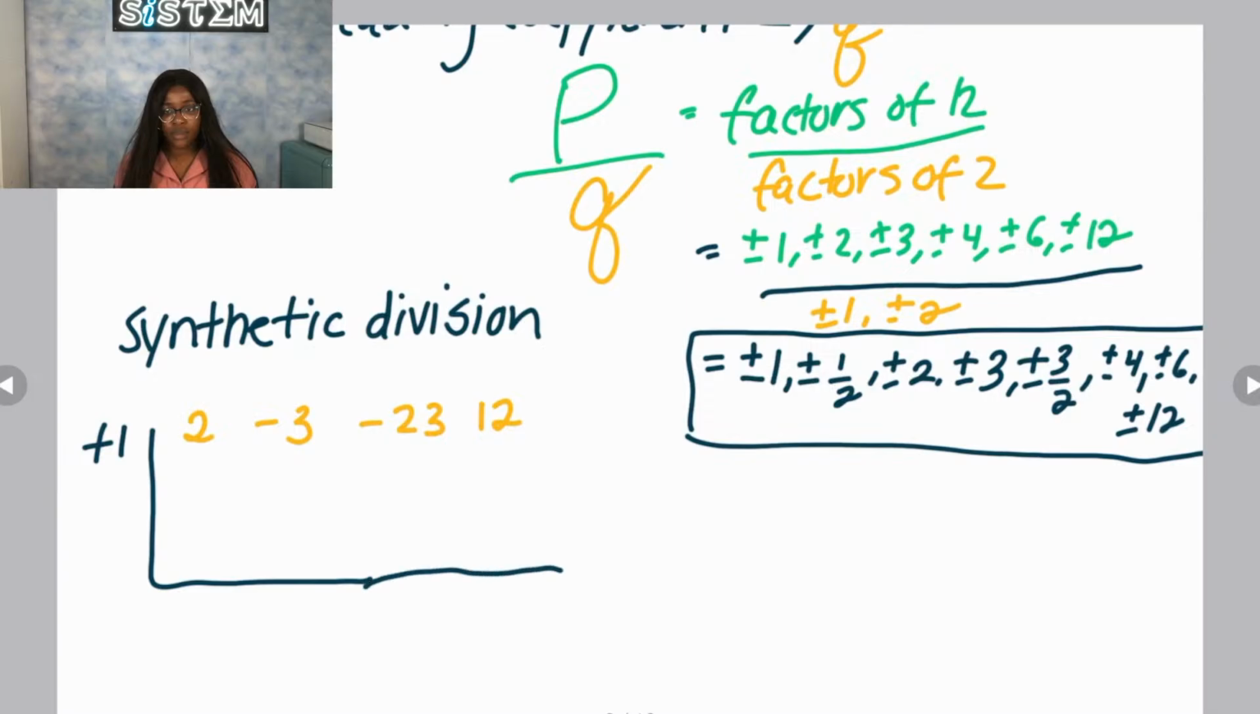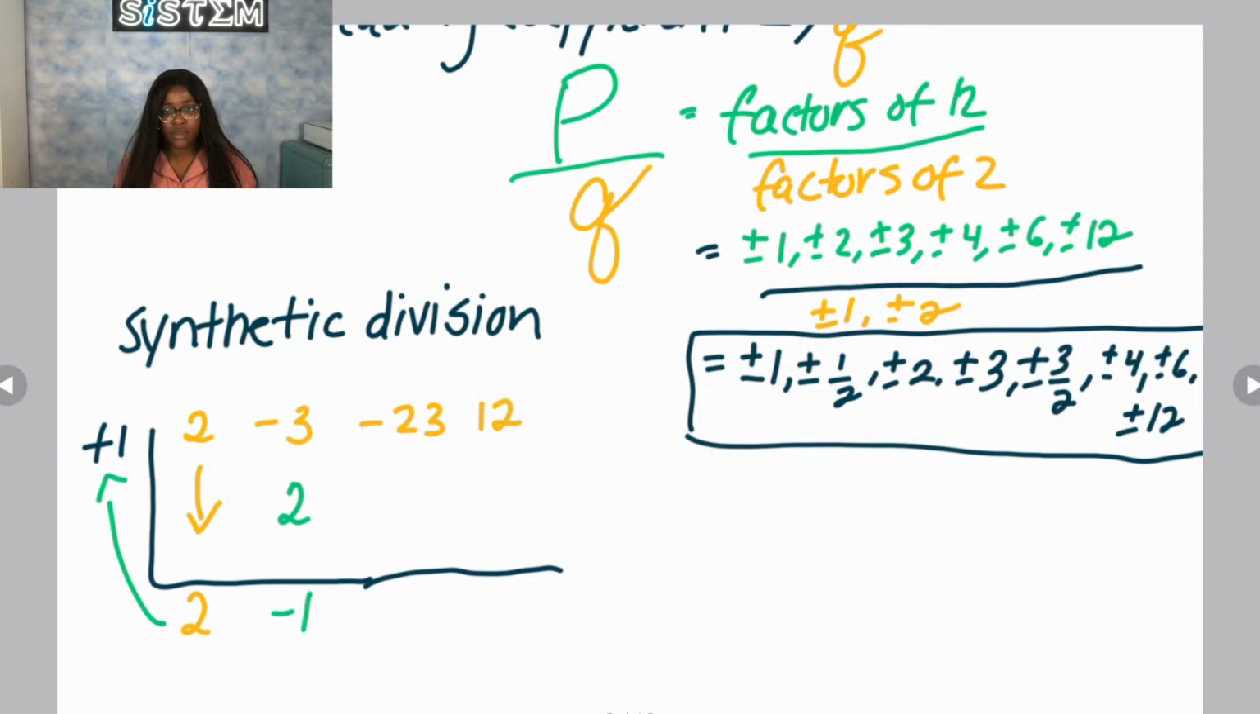Synthetic division is super simple. All you need to do is bring down your first term, which is 2, and then you're going to multiply across. So 2 times 1 ends up being 2. You put it right under the next term. And then you're just going to add down. -3 plus 2 is -1.